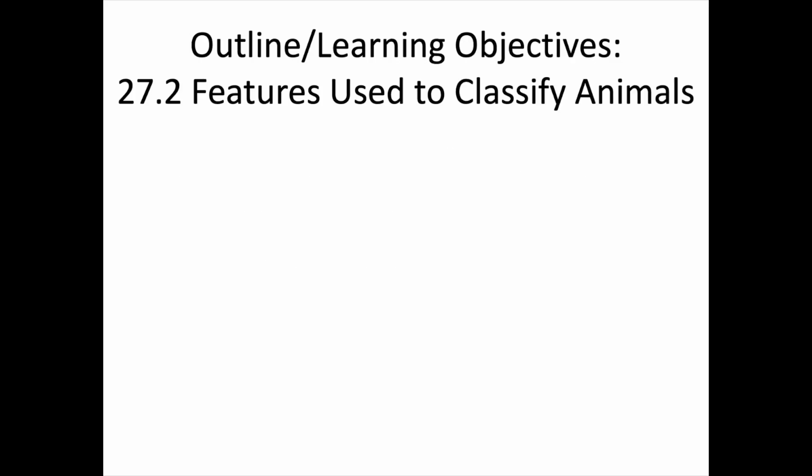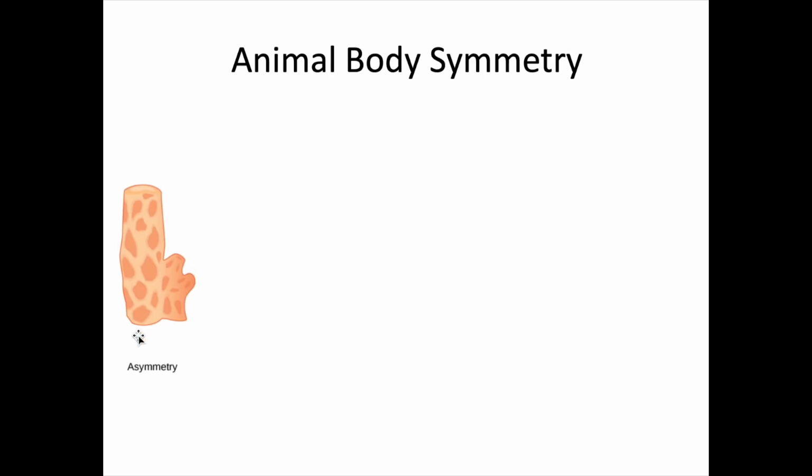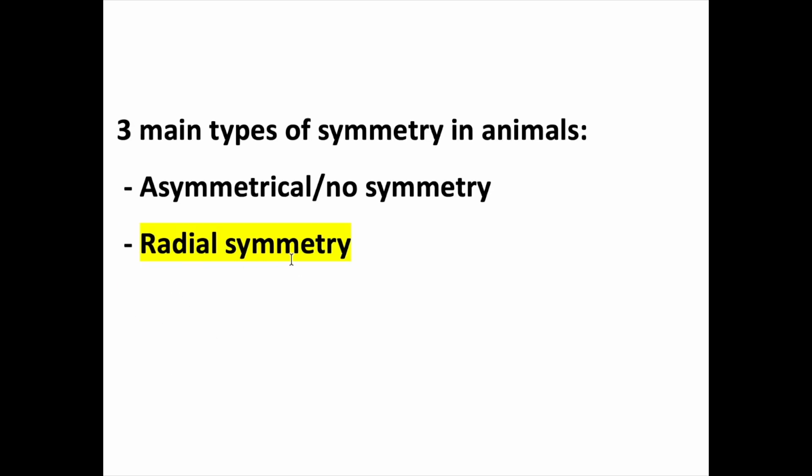All right, let's move on to some topics that are maybe a little less abstract, and talk about features that animals have that can be used to classify them. So let's start by talking about something simple: symmetry. There are 3 main types of symmetry that we see across kingdom Animalia. One of these is no symmetry at all, asymmetry or not symmetrical, and we're going to see this when we look at sponges. But we don't have to get very far before we start to see radial symmetry.